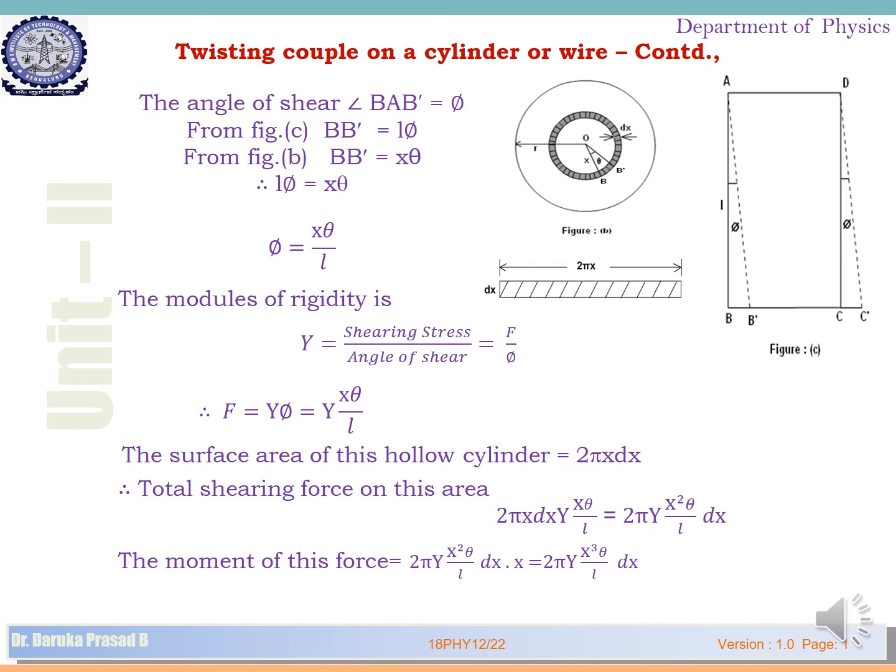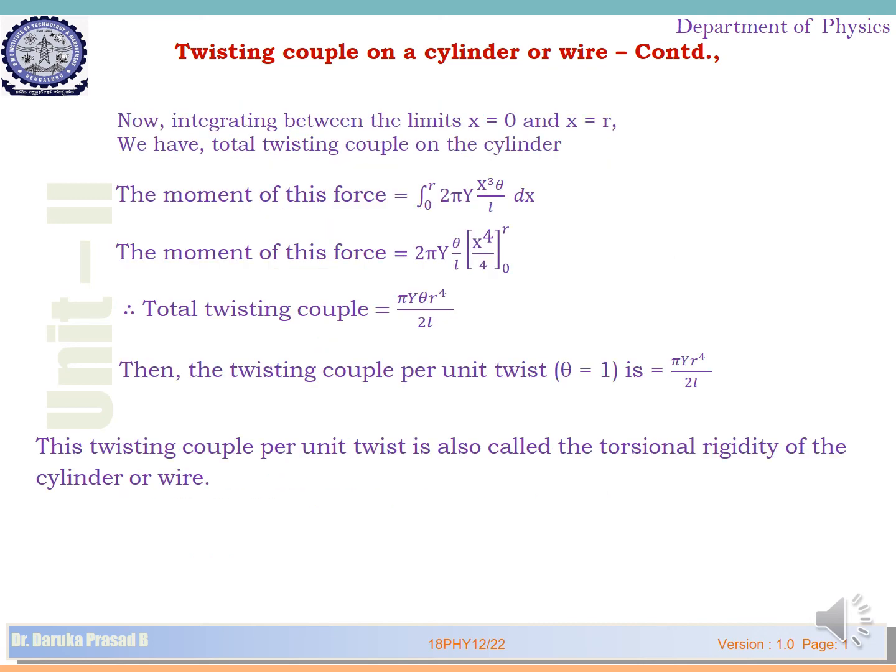With simplification, it will change to 2 pi eta x square theta by L dx, where eta is the rigidity modulus. Earlier I said capital Y is Young's modulus, but it is not Y, it is eta, so I'm changing that Y to eta. The moment of this force is 2 pi eta x square theta by L into dx into the perpendicular distance, that is x. Then it changes into 2 pi eta x cube theta by L dx. From the exam point of view, numericals on this topic are also important.